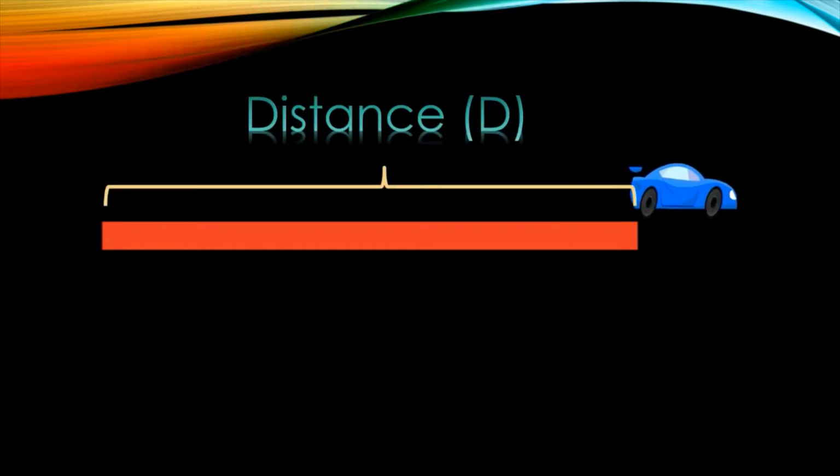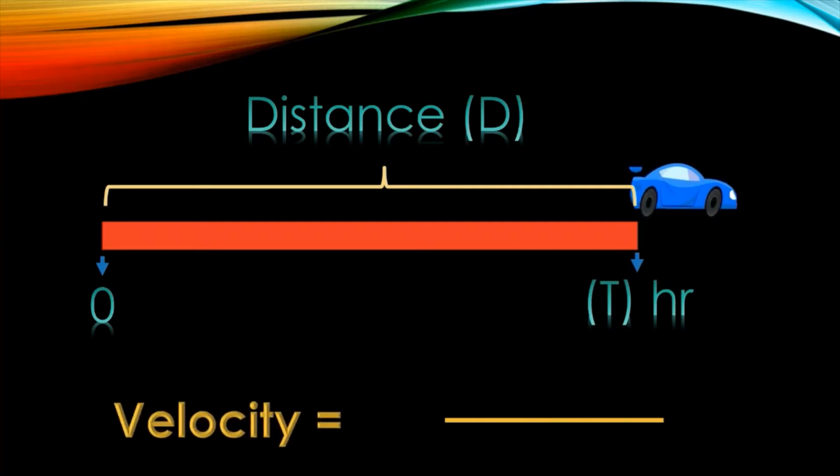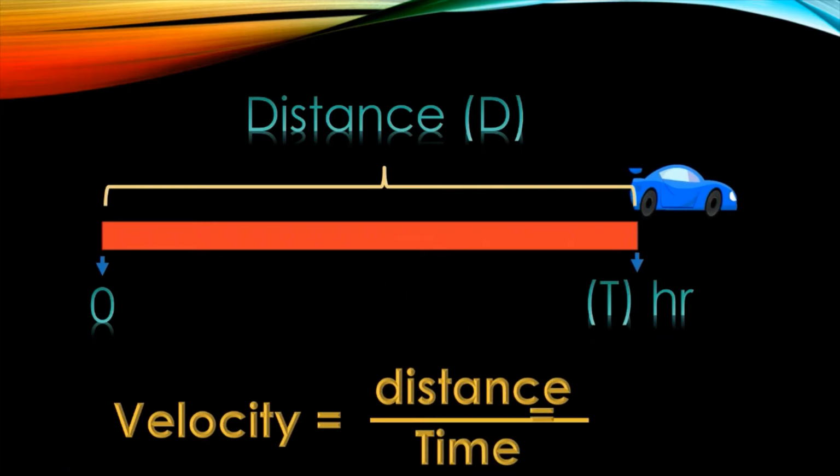Now see this car. This car traveled a distance. Let d be the distance traveled by the car, starting from 0 time, and t is the hour. And we know that velocity is distance by time, that is d by t.